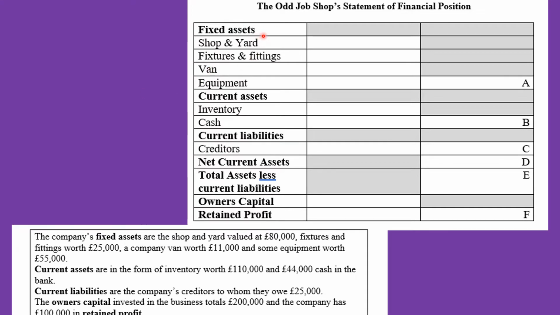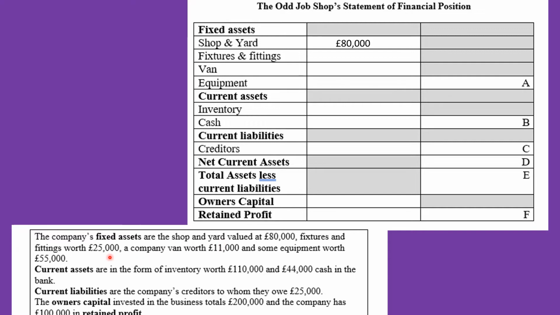So you can see that the statement of financial position is here, and we've got our fixed assets, our current liabilities, we've got our net current assets, total assets, owner's capital, and retained profit. We're going to start off by looking at our fixed assets, and we've been told there are 4 of them. So down below, we've got our fixed assets of shop and yard. Things they own, important to the business, they plan to keep them, £80,000.